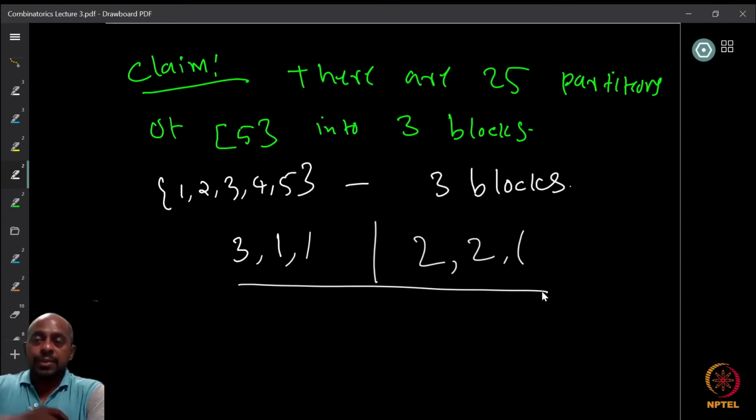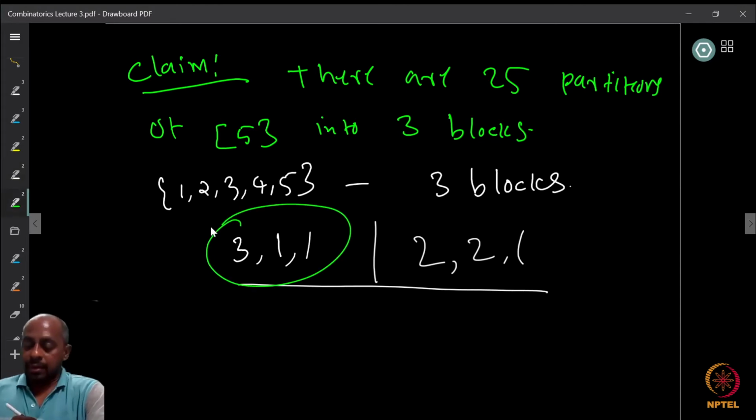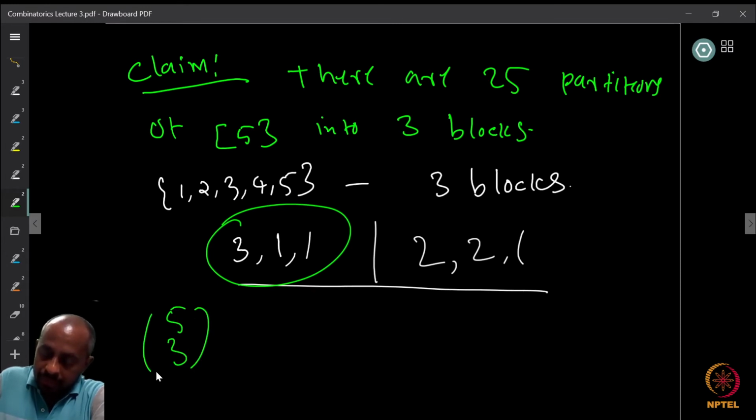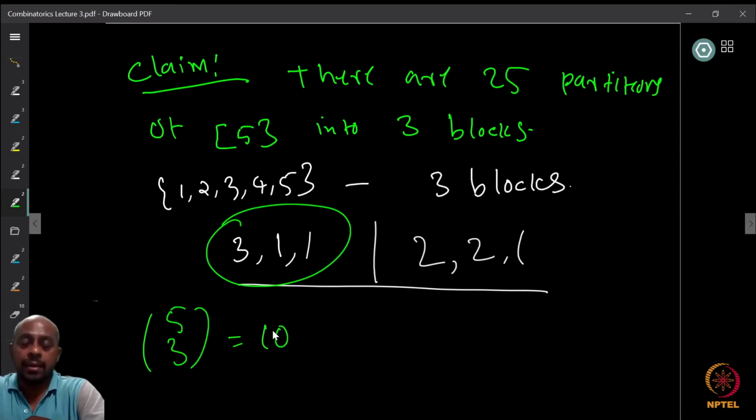Now, once you observe this, we know that we have exactly 3 blocks, and let's just concentrate on the 3, 1, 1 part. Suppose you select a 3 element subset from the 5 elements. How many ways can you do this? You can do it in 5 choose 3 ways. What is 5 choose 3? 5 into 4 into 3 by 1 into 2 into 3, which is 10. So in 10 possible ways, I select this.